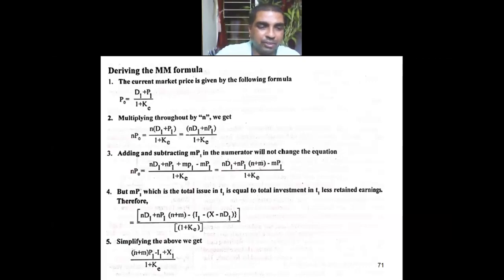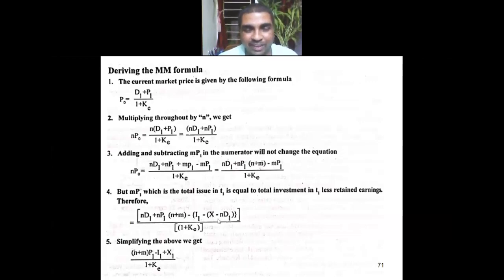Number of old shares into dividend paid per share, plus number of old shares into price, multiplied with old shares plus new shares, minus, whole minus. This part will be talking about the total value of the shares, minus the cash flow value, out of which investments will be deducted.